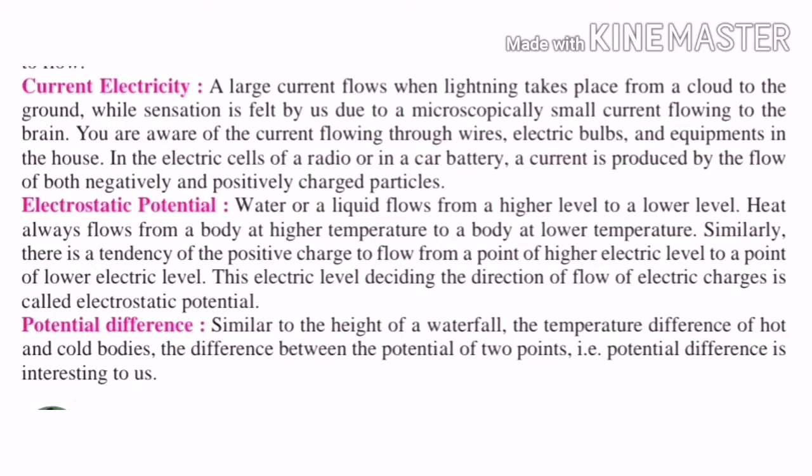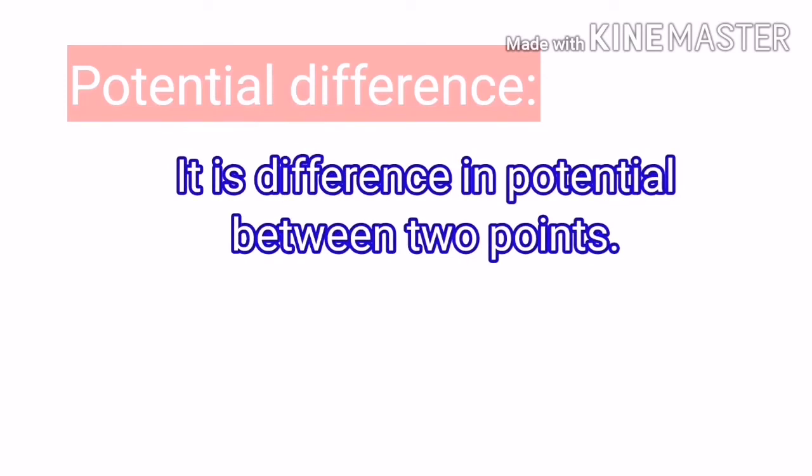Then how is it interesting? Let's learn with many examples. Students, first learn the definition: potential difference is the difference in potential between two points. In the previous topic, electrostatic potential, we learned water flows from higher pressure to lower pressure. Similarly, heat will also flow from a higher level to a lower level with the help of electrostatic potential.